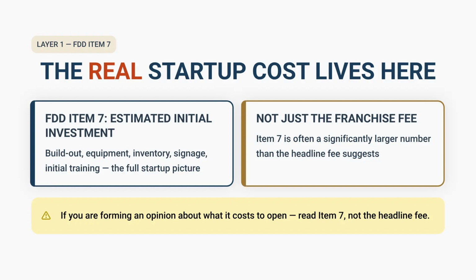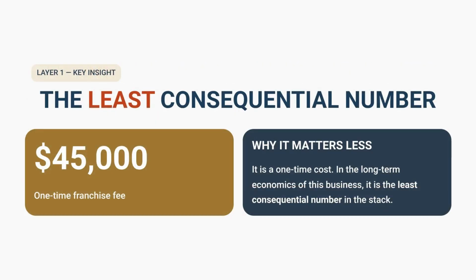The actual cost to open a franchise location, build out, equipment, inventory, signage, initial training, is disclosed in FDD Item 7, the estimated initial investment. Item 7 is where the full startup cost picture lives, and it is often a significantly larger number than the franchise fee alone. If you are forming an opinion about what it costs to open a location, Item 7 is the section to read, not the headline fee.